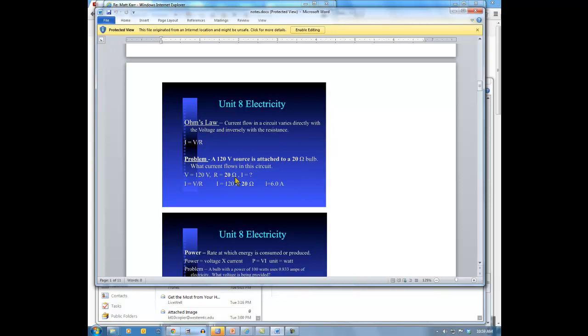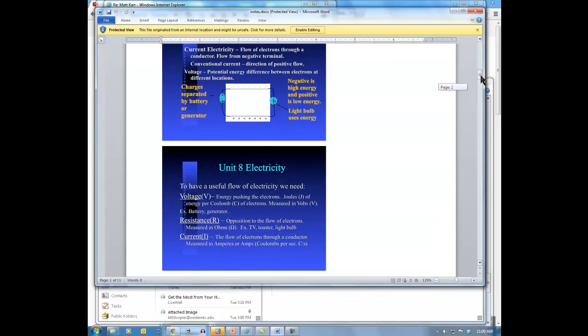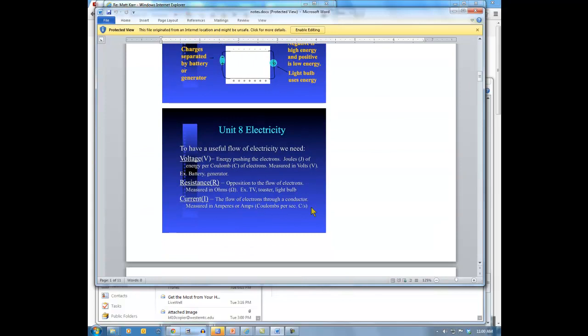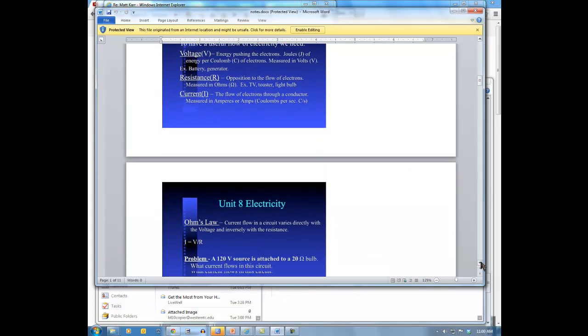So if you're given the voltage, you're given the resistance, you want to know the current. So you just take current equals the voltage, which is 120, divided by the resistance, which is 20. 120 divided by 20 is 6. And the units for current is amps, or amperes. And amperes is another way of saying coulombs per second. So again, it's a measurement of speed, how fast it's going through the wire.